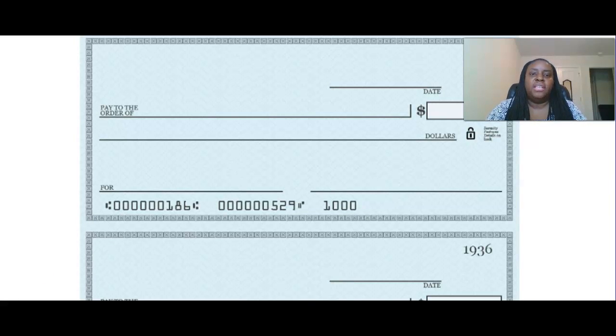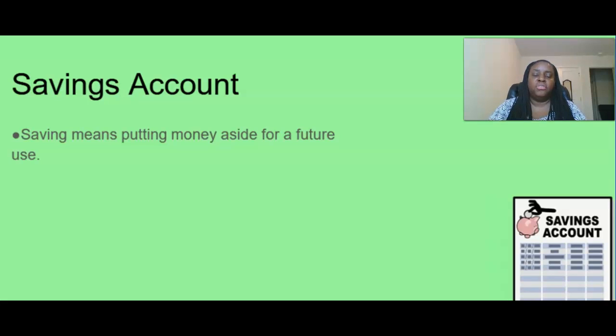This is a blank check that you will use on a checking account, and this is how it will look once you get it. Then you fill in all the necessary areas to write the check and send it off to whoever you need to send it to.